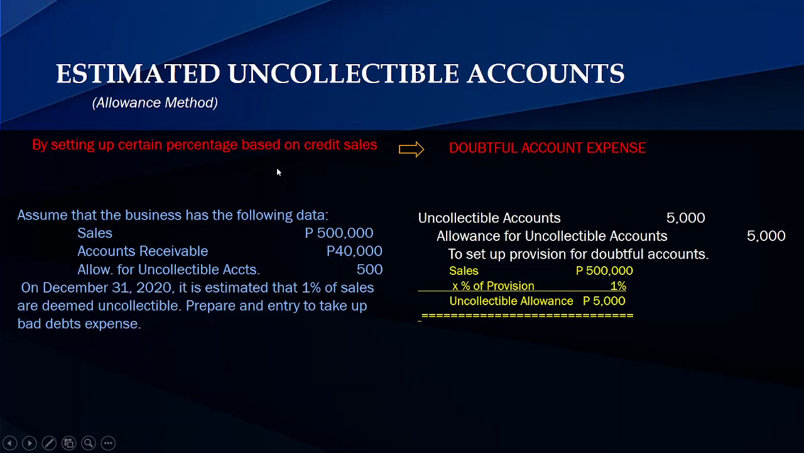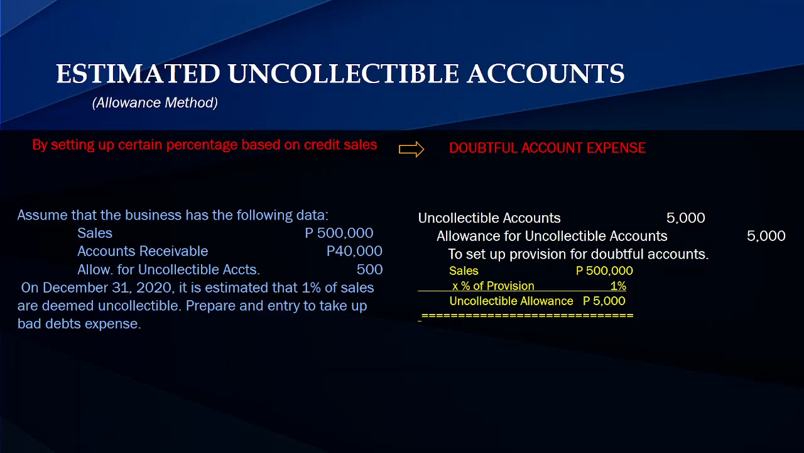Let us continue by setting up the percentage based on credit sales. Please take note that whatever the computation is will represent our expense. So we are going to assume this transaction. Assume that the business has the following data. We have sales of 500,000, accounts receivable 40,000, and allowance for uncollectible accounts 500. On December 31, 2020, it is estimated that 1% of sales are deemed uncollectible. We are required to prepare an entry to take up bad debts expense.